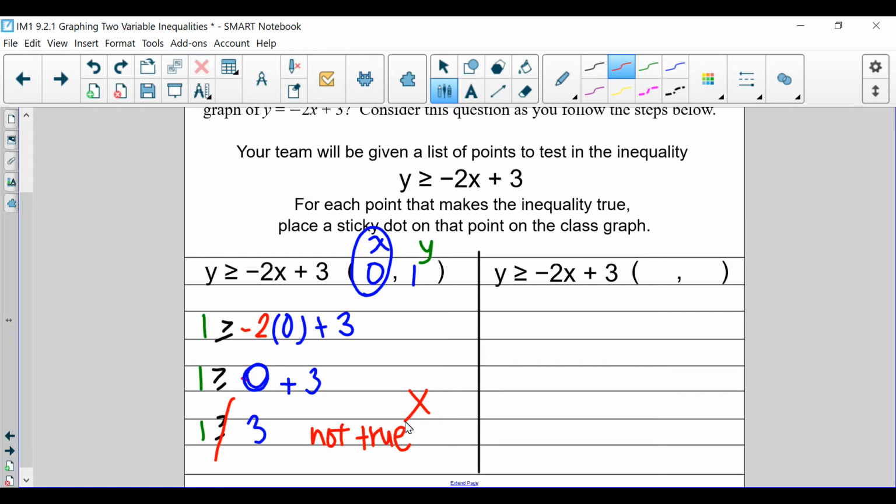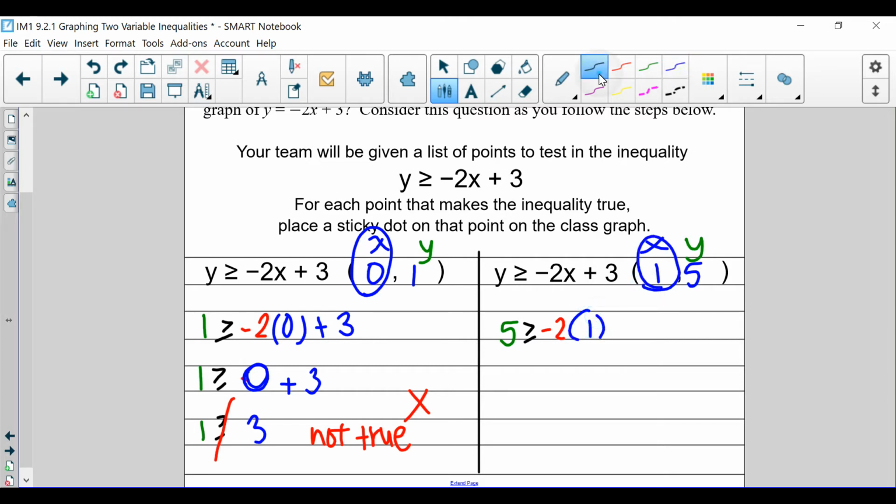Okay, but let's choose another point. Let's maybe say 1, 5. So let's test this one, where this is our x value and this is our y value. Let's put in those values. We'll put in y for 5. The inequality is still there, greater than or equal to. Okay, so then we have negative 2, but instead of x, we are putting in 1.